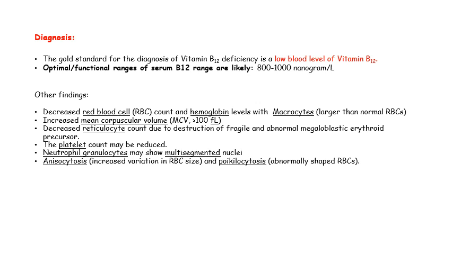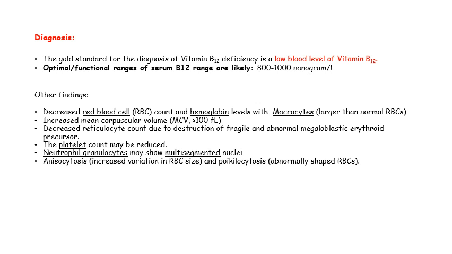Now, how can we diagnose vitamin B12 deficiency? The gold standard for the diagnosis of vitamin B12 deficiency is the low blood level of vitamin B12. Optimal and functional range of serum B12 is likely between 800 to 1000 nanogram per liter. Other findings: we can see decreased red blood cell count and hemoglobin level with macrocytes, larger than normal red blood cells.